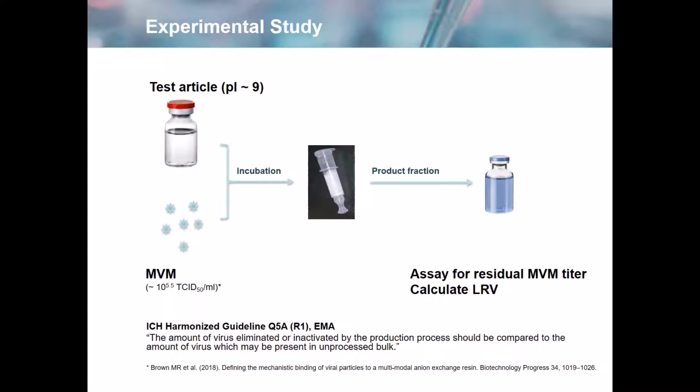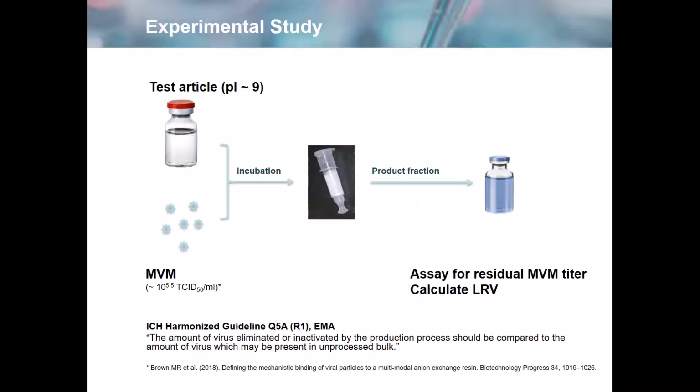We have a test article that had a PI of approximately 9. We spiked in a known amount of MVM. The samples were incubated in a spin column with the resin, and then the effluent was collected and the assay was performed to determine residual MVM titer as well as calculate the LRV.